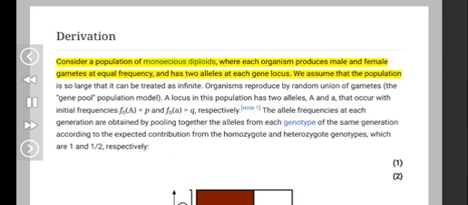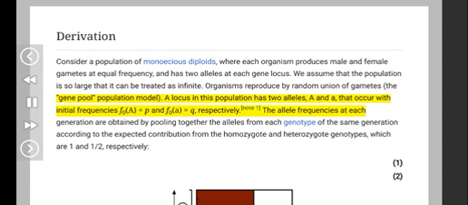Derivation. Consider a population of monoecious diploids, where each organism produces male and female gametes at equal frequency, and has two alleles at each gene locus. We assume that the population is so large that it can be treated as infinite. Organisms reproduce by random union of gametes, the gene pool population model. A locus in the population has two alleles, A and a, that occur with initial frequencies f0(A) equals p and f0(a) equals q, respectively.